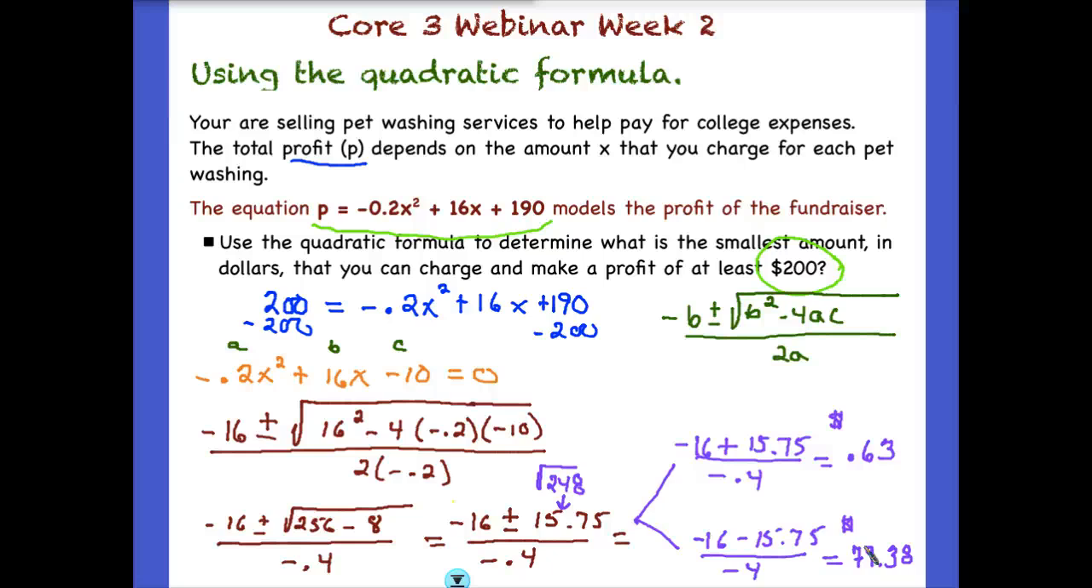All right, Brianna, very good. So let me ask you guys this, especially you guys with the microphone. Very good. How can I have such different answers and still only make $200 profit? I have 63 cents I could charge and make $200 profit, or I could charge $79.38 and make the same profit. So does anyone know how that could possibly happen?